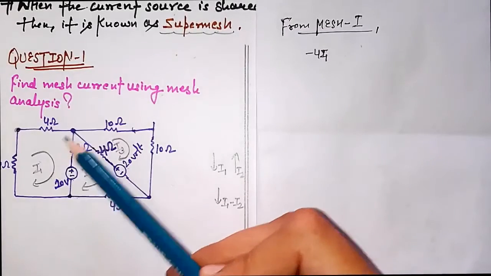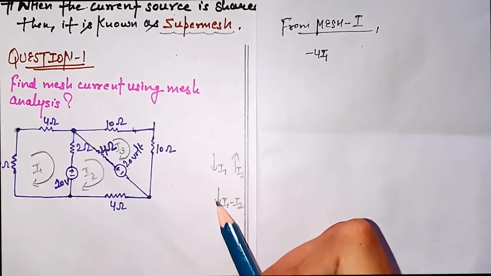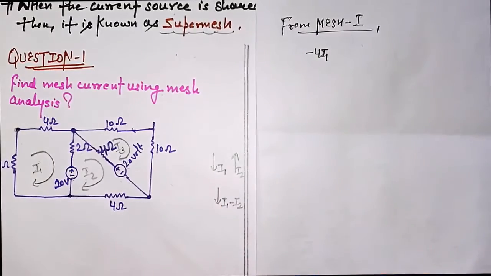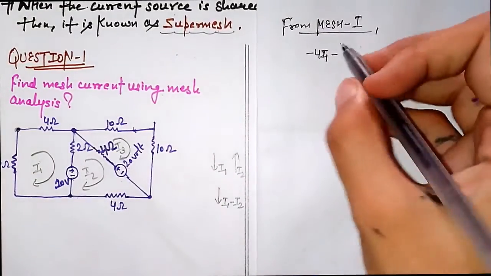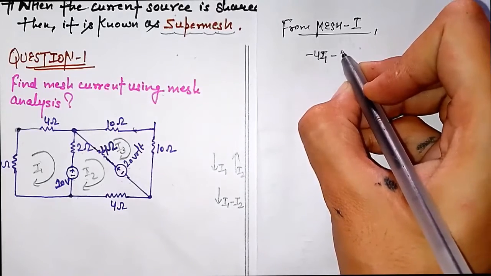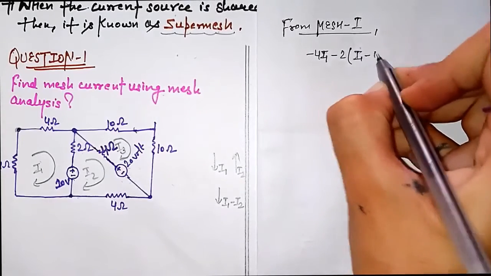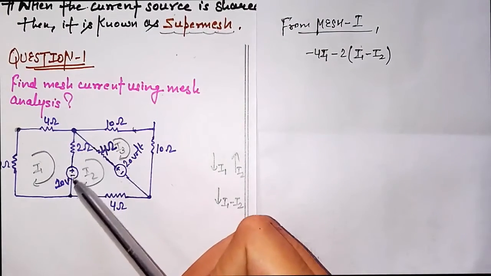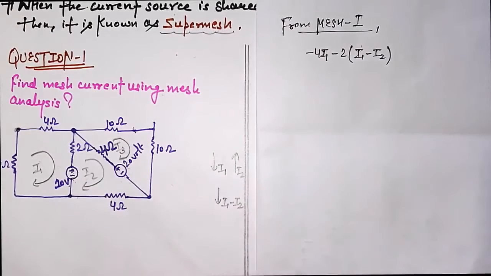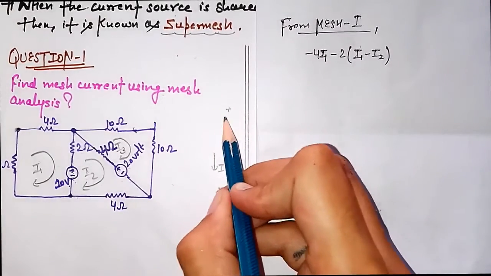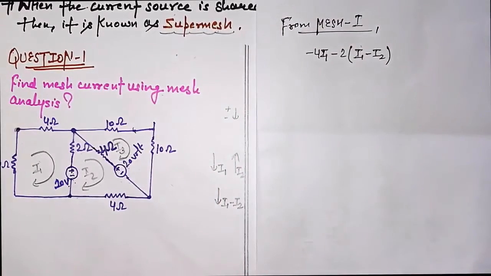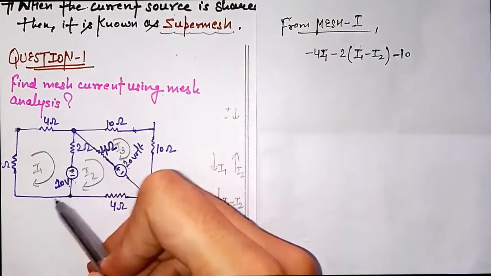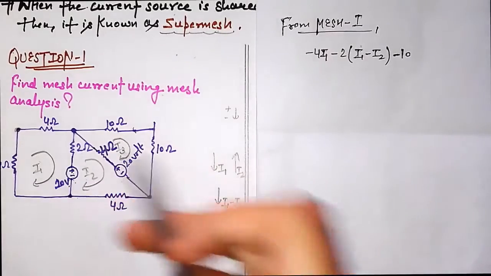Loop direction is downward and current direction is also downward. Loop and the current direction are the same, so we take a minus sign. According to sign convention, minus 2(I1 minus I2). Now, further as we move, we find a voltage source, plus 2 minus. It is a fall. When a fall takes place, we take the negative sign. Minus 10.